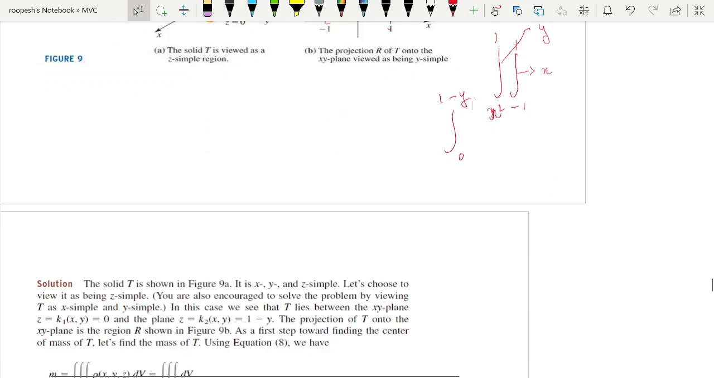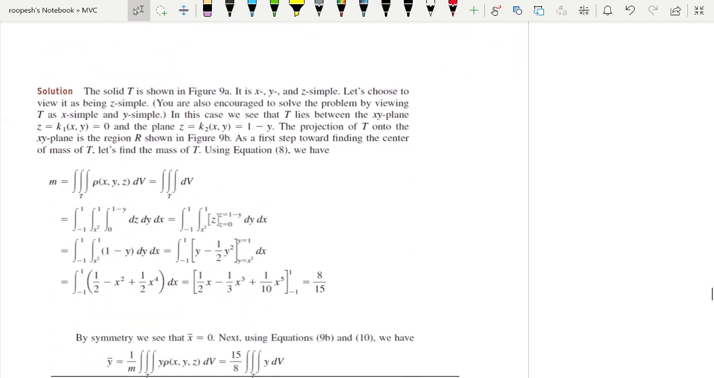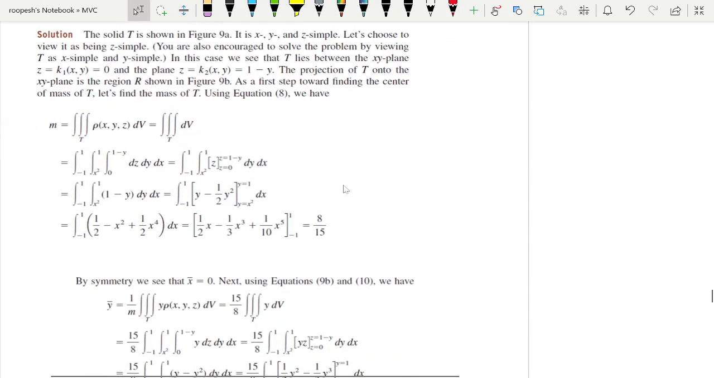So let us see whether they are giving the limits like this. See, z equals 0 to z equals 1 minus y, y varying from x squared to 1, and x varying from minus 1 to 1. So we have calculated all the limits correctly, and we find the mass is going to be 8 by 15.